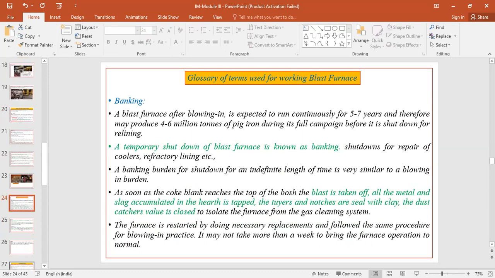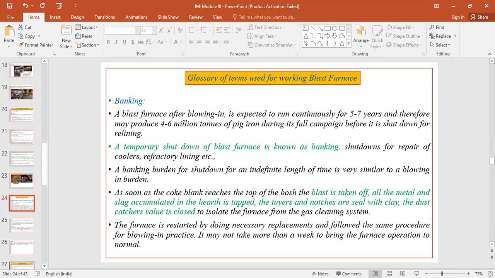So this is nothing but the blowing in process. Now we'll see some of the technical terms which we use during the working of the blast furnace. First one is banking. Usually once you start any blast furnace, it will work continuously for at least 10 years, minimum 10 years. And during this time, it may produce approximately 6 to 10 million tons of pig iron. So that is called campaign life.